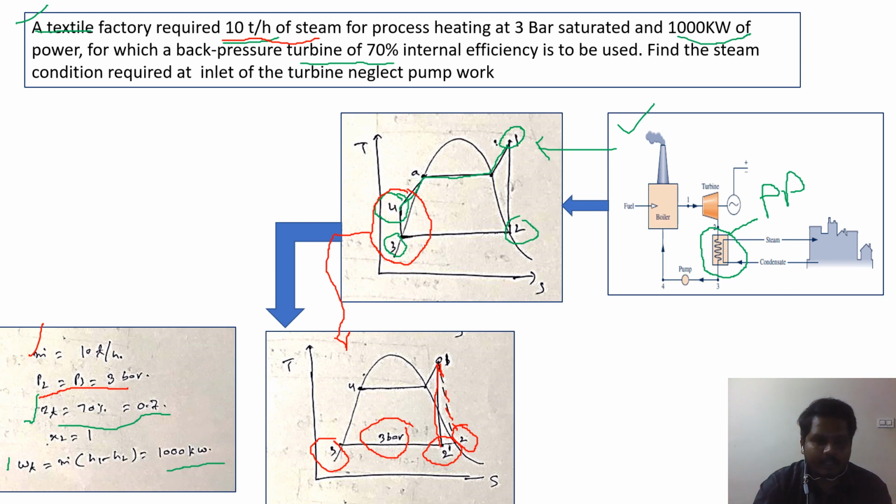The formula for turbine work is m dot into H1 minus H2, because on the TS diagram the process 1 to 2 is the isentropic expansion process. So we can write it as H1 minus H2. So with this data we have to find the steam condition required at inlet of the turbine.